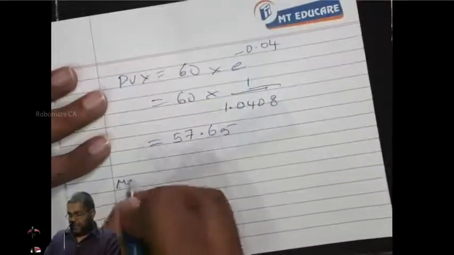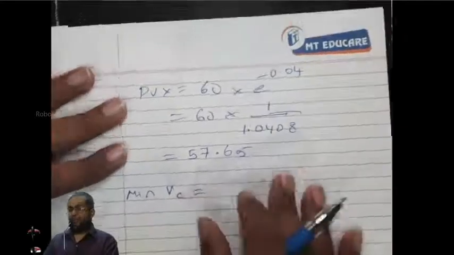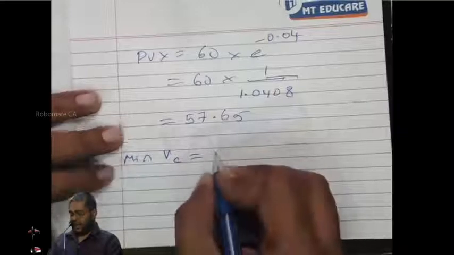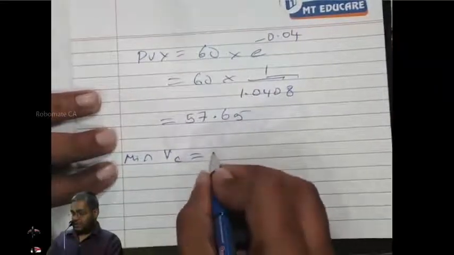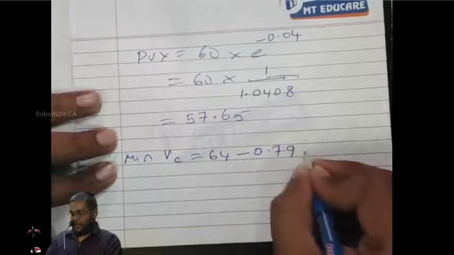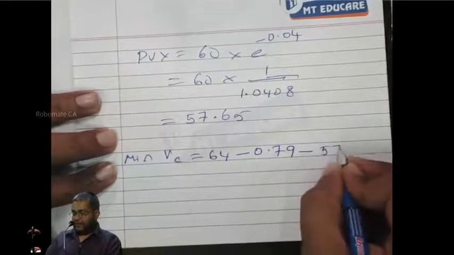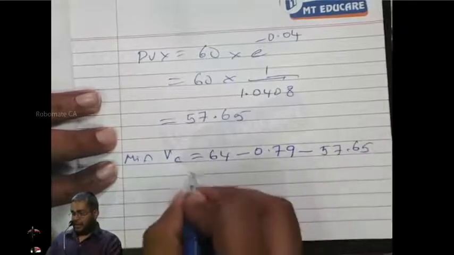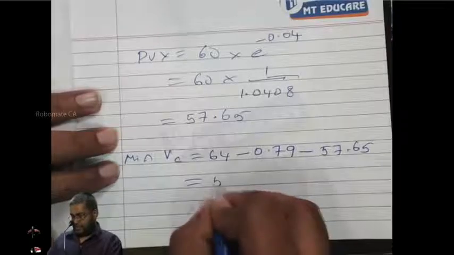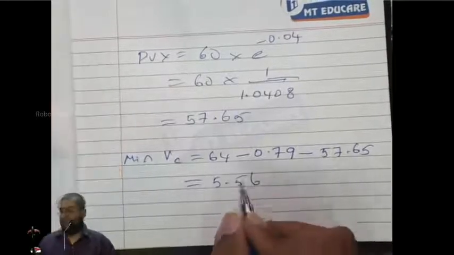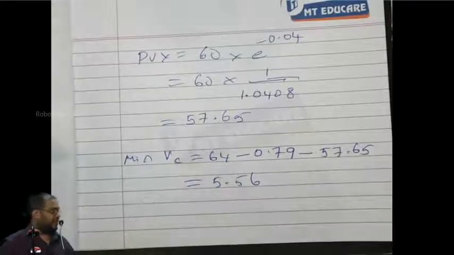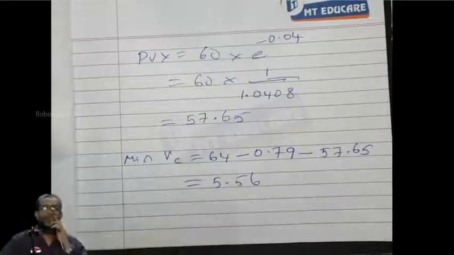Now, minimum value of call is equal to, what is that here? Spot price. What is spot price? 64. Spot price is 64 minus, what is PV of dividend? 0.79 minus, what is PV of strike price? 57.65. Can you knock off and tell me what the number is? 5.56. This call is minimum worth what? 5.56. Everybody understanding the discussion or not? The call is minimum worth how much?